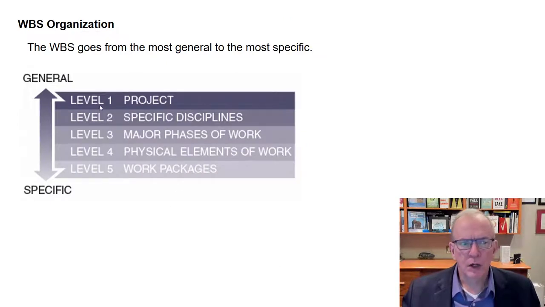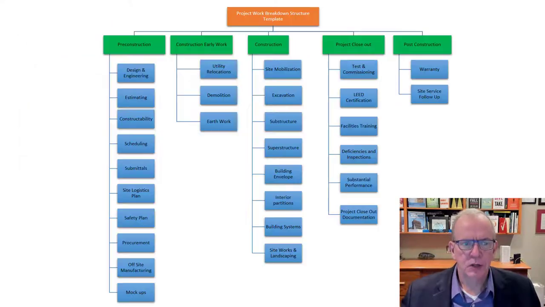So you could think about it as level one, the highest level, that's the project. And then specific disciplines next, major phases of the work, physical elements of the work, and work packages. So it goes from general to more specific areas of work, generally speaking. This is a pretty good outline of what goes on. This is giving you an example.